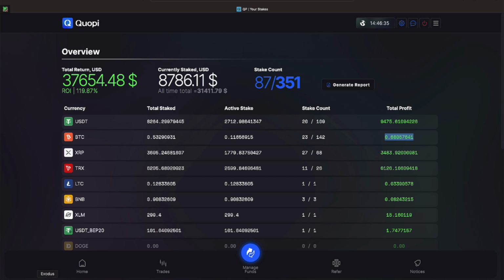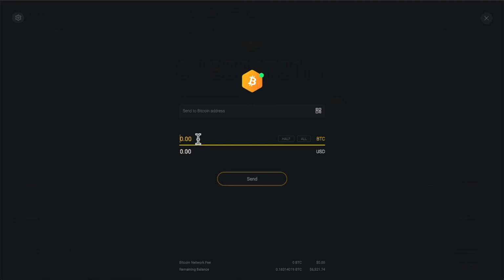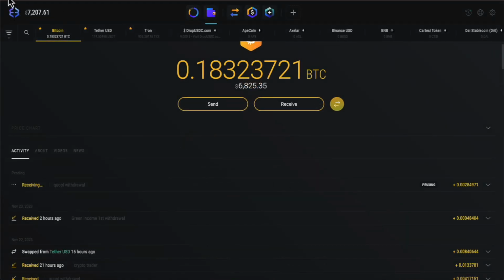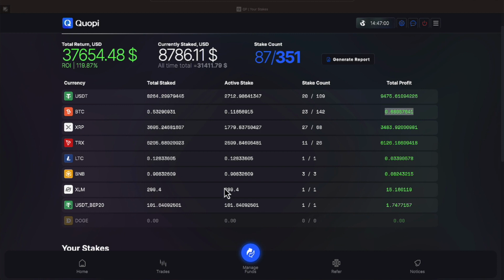We have made $9,475.61 in USDT profit. I'm going to head over to the wallet and find out how much Bitcoin profit we've made. We have made $25,350.61 of Bitcoin profit since we've been in the platform. From this 0.68 number, we've made a little in XRP, Tron, Litecoin, BNB, XLM, and also BEP20. We've never made any money in Doge. We don't have any Doge staked at this present time, everyone.